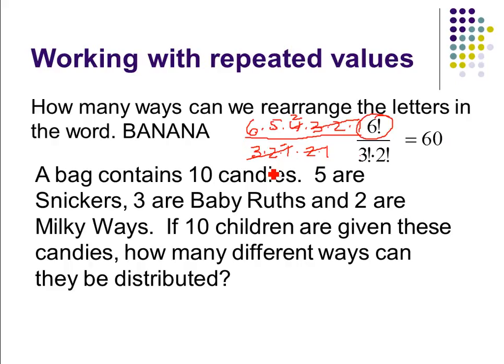Well, what we have here is we've got 10 candies, and I've got to divide out the repeats. And that's basically what we're doing. So I've got 10 factorial. I'm dividing out the different arrangements of the Snickers, there's 5 of them, dividing out the different arrangements of the Baby Ruths, and dividing out the different arrangements of the Milky Ways. Now notice right here, 5, 3, and 2, if I add up all of them, 5 plus 3 plus 2, it adds up to 10.